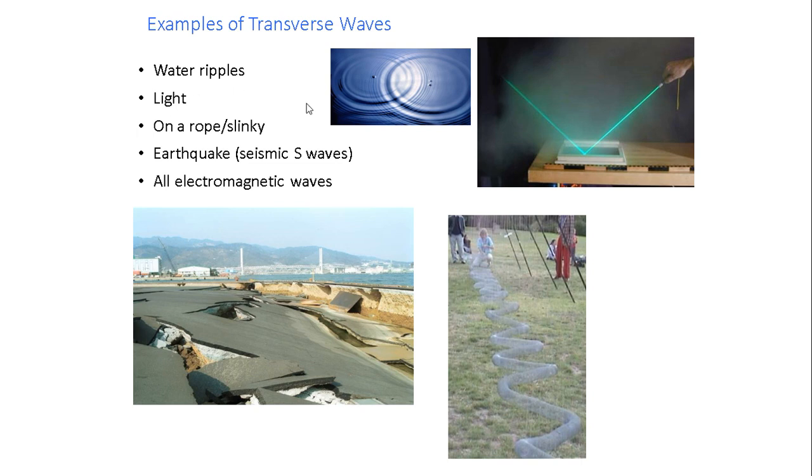Now we have the electromagnetic waves. Light is part of this family of waves, like the radio wave, the microwave, the gamma ray, and so on and so forth. Even the infrared waves. They all belong to this family. They are all transverse waves. You can see we have a lot of transverse waves.